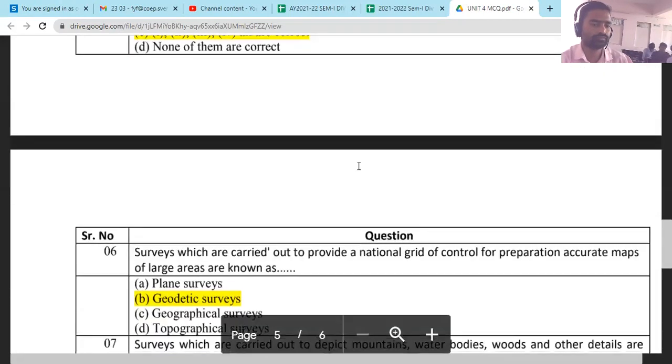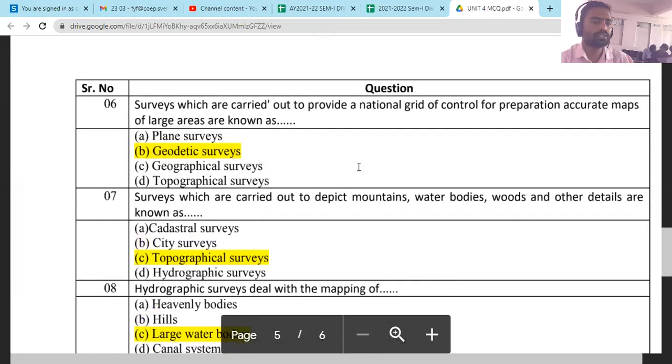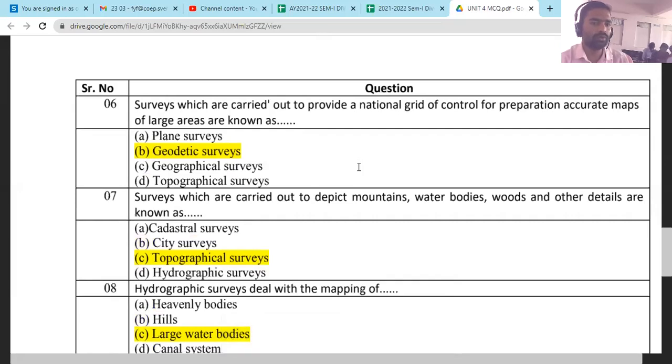Objects of surveying. Then surveys which are carried out to provide a national grid of control for the preparation of accurate maps of large areas are called geodetic surveying, plane surveying, geographical survey, or topographical survey. The answer is geodetic surveying. Okay, write this down in your notebook. You should know the definition of each of the terms.